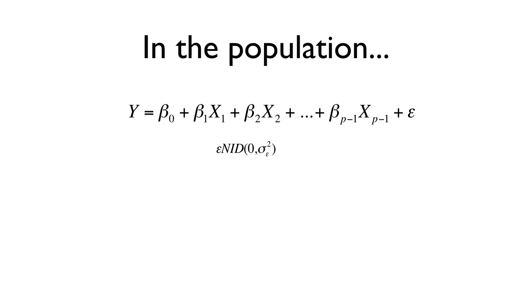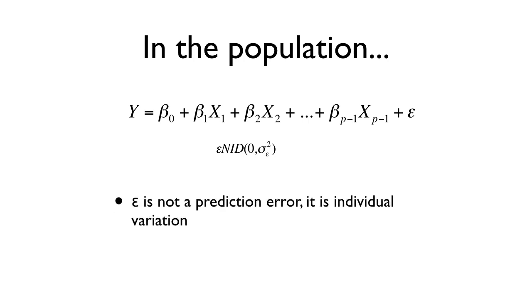Oh, by the way, the error term is normal. It's individual differences, not error, actually. In this case, it is normal and independent with a mean of 0 and a variance of sigma squared. That seems familiar, just like you have in the notes. So this isn't prediction error, it's individual variation.